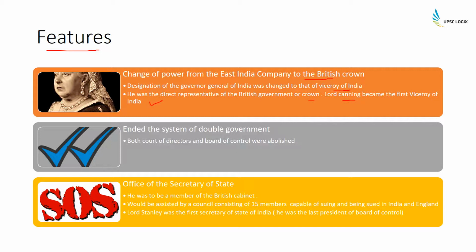Number 2. It ended the system of double government. Both the Court of Directors and the Board of Control were abolished. Number 3. Office of Secretary of State. He was a member of the British Cabinet, and he was assisted by a council consisting of 15 members, capable of suing or being sued in India and England. Lord Stanley was the first Secretary of State of India, and he was the last President of the Board of Control as well.